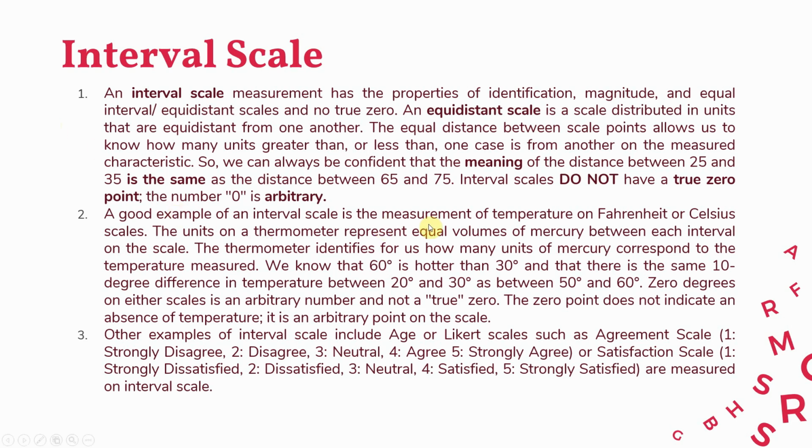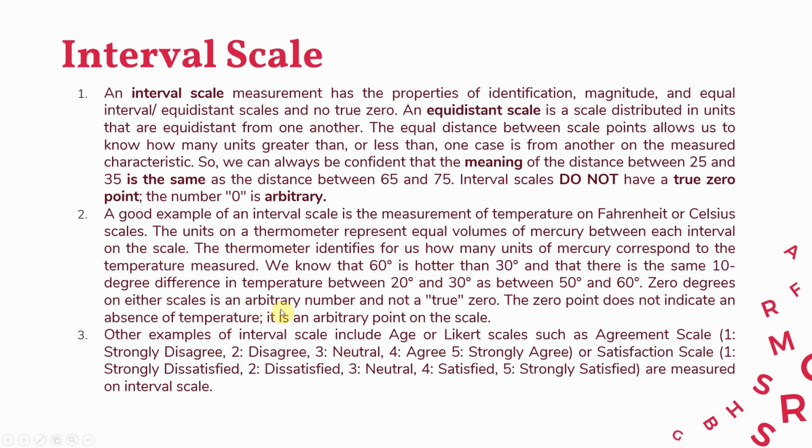A good example of interval scale is the measurement of temperature on Fahrenheit or Celsius. The units on the thermometer represent equal volumes of mercury between each interval of the scale. The thermometer identifies for us how many units of mercury correspond to the temperature measured. We know that 60 degrees is hotter than 30 degrees, and that there is the same 10 degree difference in temperature between 20 to 30 and 50 to 60. Now see the interval in your thermometer. The distance between 20 to 30 is 10 degrees and the distance between 50 to 60 is 10 degrees.